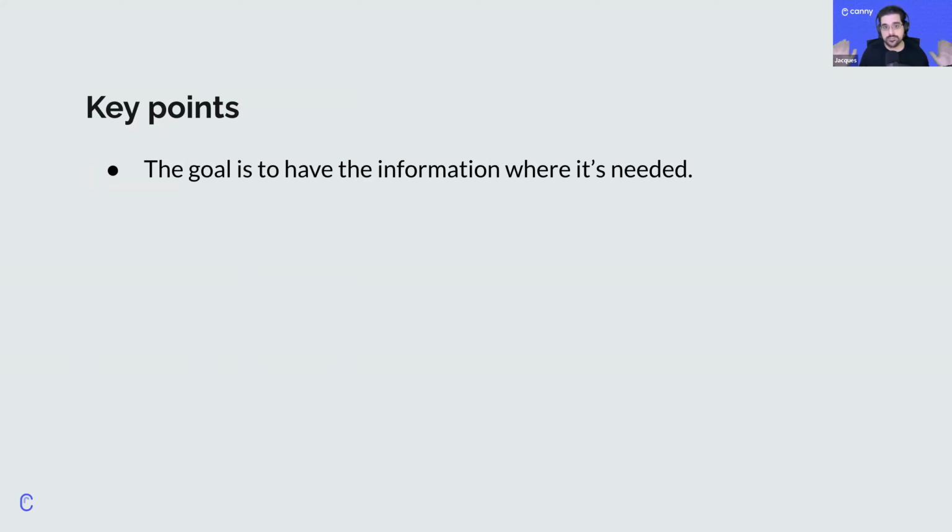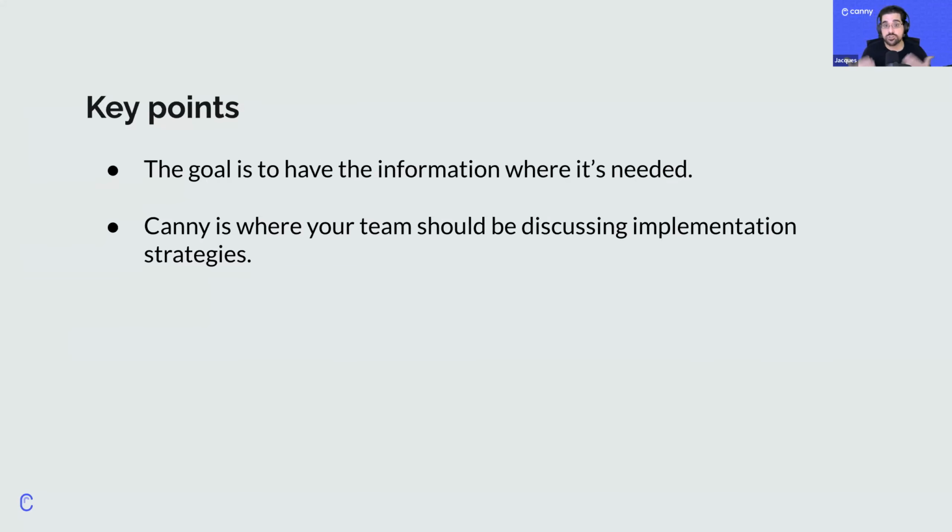If you take nothing else from today's webinar, just remember that is the big one. Canny is going to have the information in the context where it was submitted and where it's needed. So Canny is where your team should be discussing implementation strategies. That feedback that came in, I can understand the context around it. How does this fit into what the client is trying to do, what our team is road mapping, what our departments are trying to coordinate on?